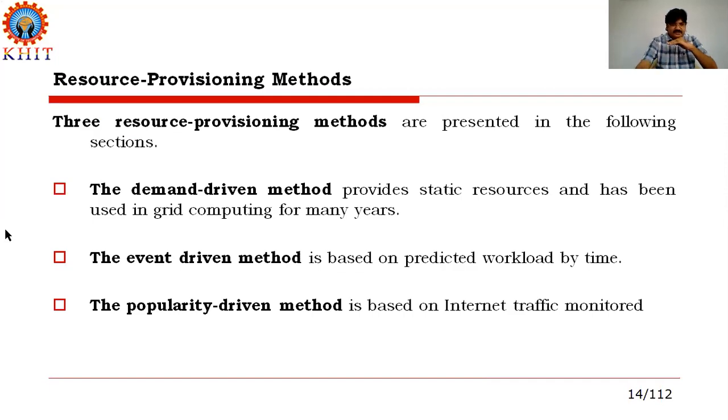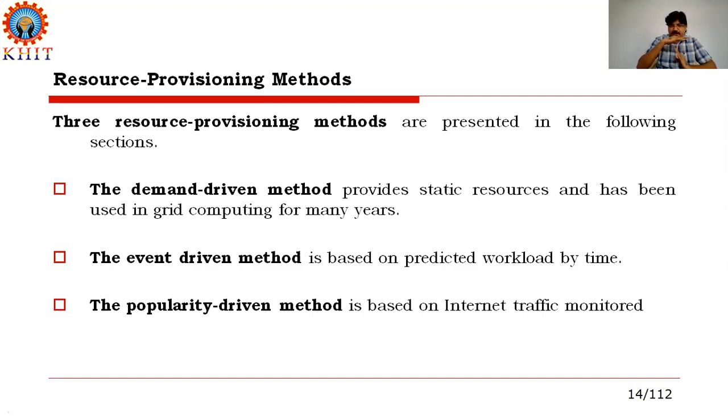The next one is the event-driven method. An event is nothing but a trigger. Any sudden situation, an event will occur. The event-driven model is always based on predicted workload over time. The predicted workload over time means that sometimes the workload on a particular machine is very high, and sometimes the workload on a particular machine is very low. That is mainly based on the event-driven method.